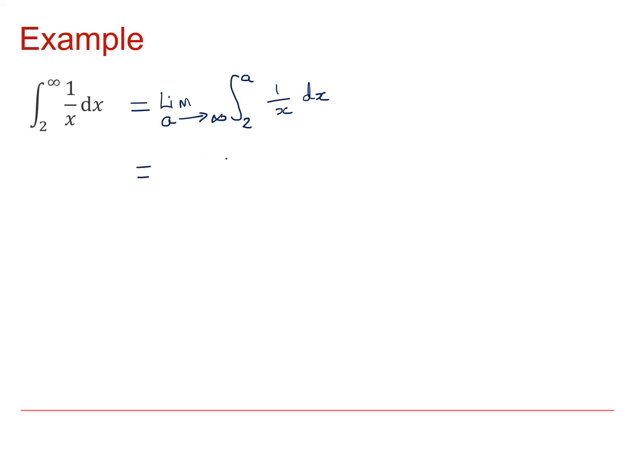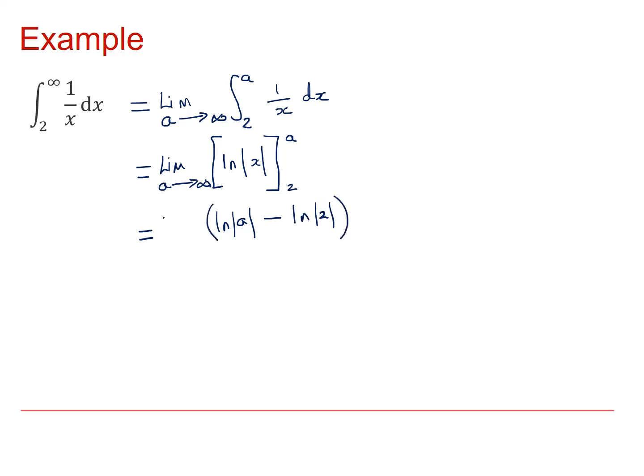Well, the integral of 1 over x is simply log of mod x, and that's between 2 and a. And what happens as a tends to infinity? Well, plug in those values. From the upper limit I'm going to get the log of mod a, and minus from the lower limit I'm going to get the log of 2.